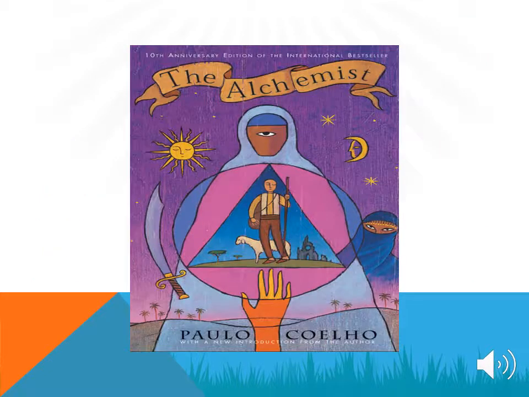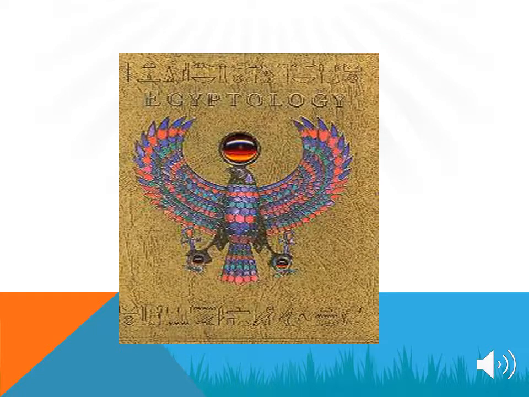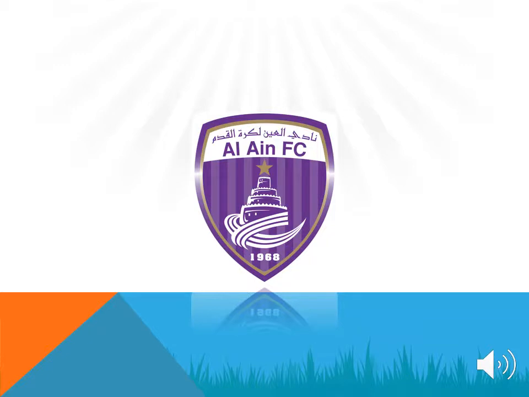This is the book cover of The Alchemist, and it's a book about some mystery and the legend of the alchemist. Same, the book of Egyptology is mainly using purple color to show the mystery of the history of Egypt. Al-Ain Football Club is using purple color as a main color because Al-Ain is a city of royalty. It is a city where the leader of the country was born, and it is also the color of the city.